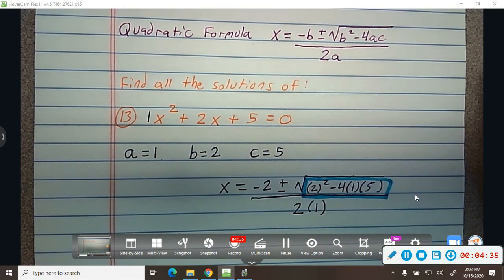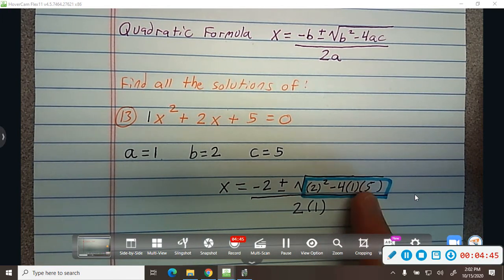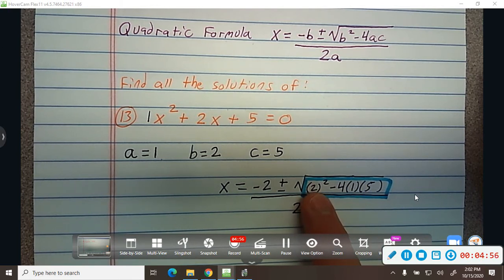I need to do that before I take the square root. So another thing you need to remember is that you're going to do exponents first, and then multiply, and then subtract. Do not subtract before you multiply. You would be breaking order of operations. So I could kind of do this in my head.